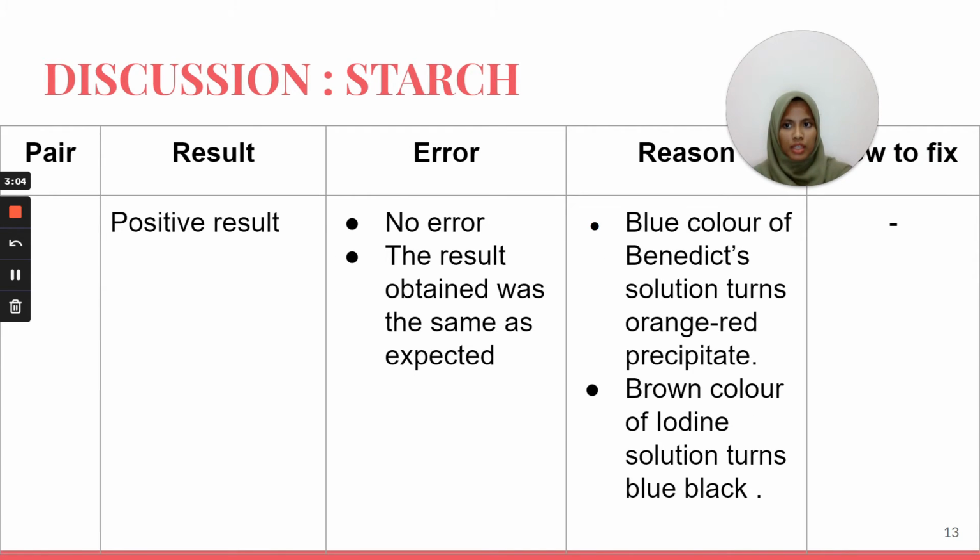Okay, lastly, in the last pair of the test tubes, we put starch and also acidified amylase. So the same thing happened. The amylase breaks down the starch into glucose. So there's starch and glucose present, which means the blue color of Benedict solution turns orange red precipitate and the brown color of iodine solution turns blue-black.